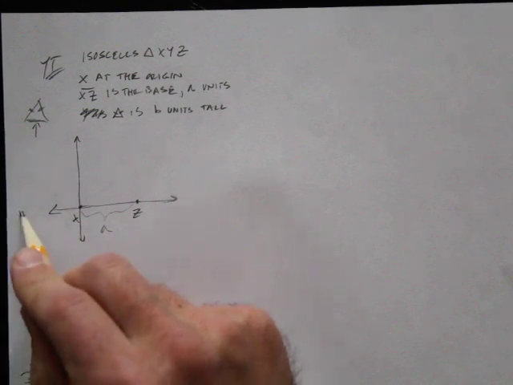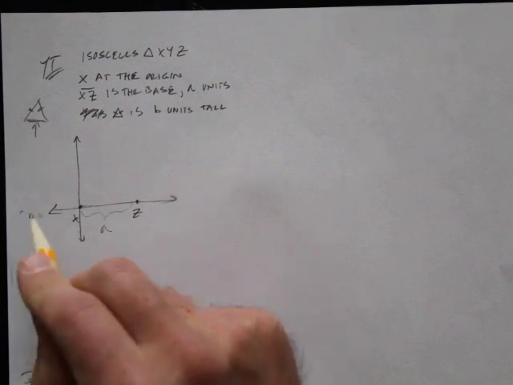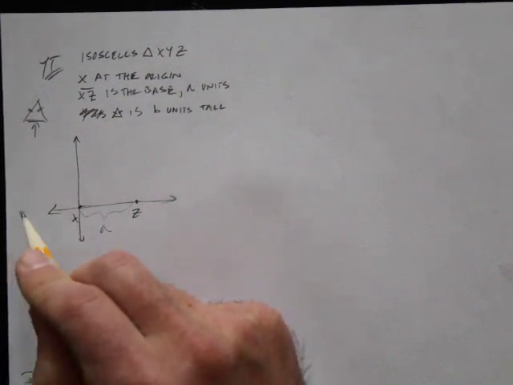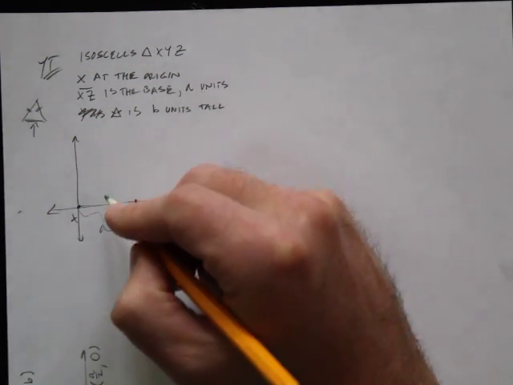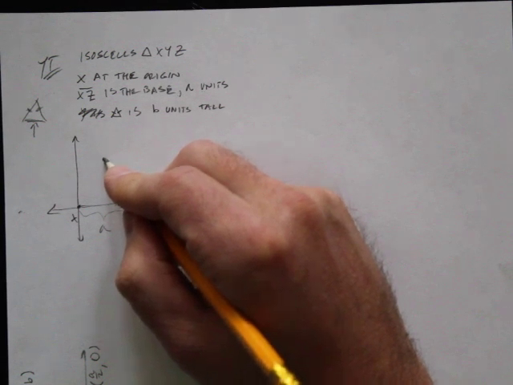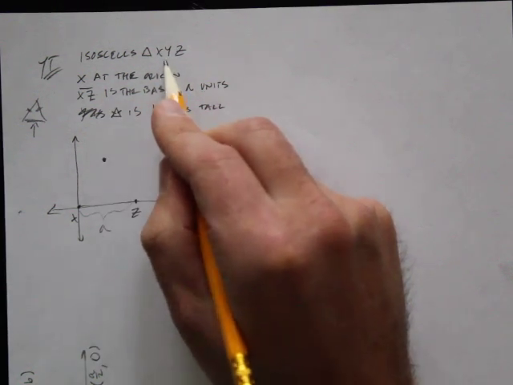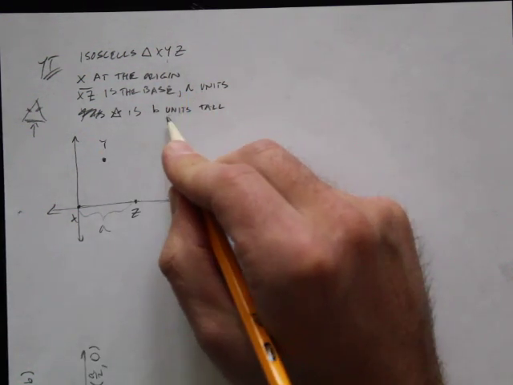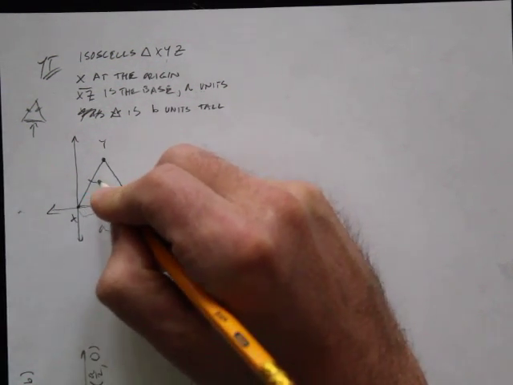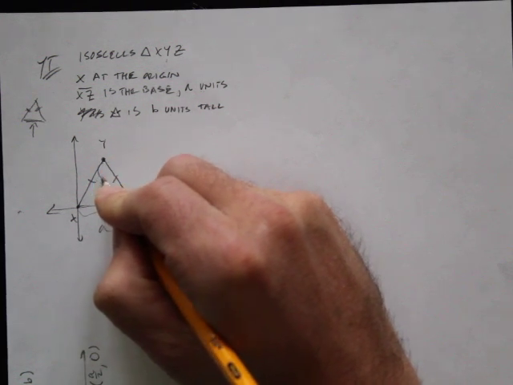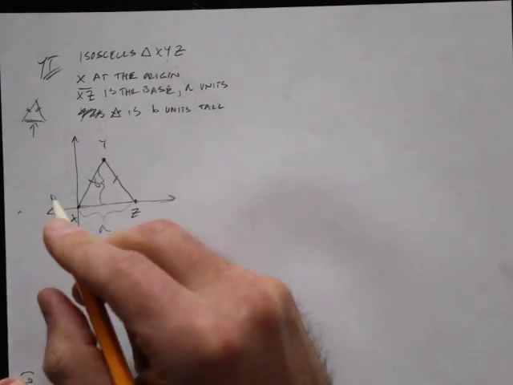Some of your points might look a little different than the points I'm going to give you. They will just be negative. The X values would be negative if you put Z over here. The Y values would still be positive. And then I've got my vertex up here, Y, and this isosceles triangle is B units tall. So now I need to label these points.